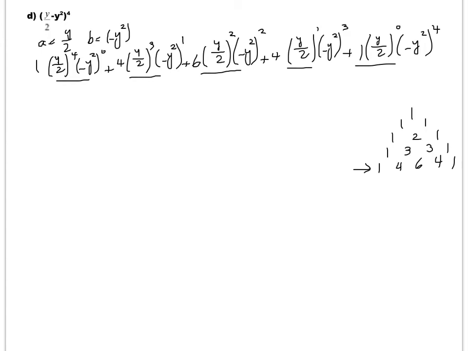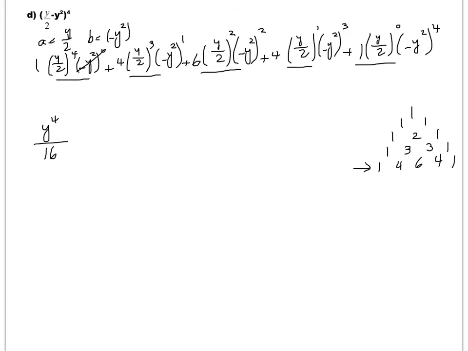Any number exponent 0 is 1, so we get y exponent 4 over 2 exponent 4, which is 16. Now the next term, we have 4 times y over 2 exponent 3. Y over 2 exponent 3 gives us y cubed over 8. So 4 over 8 gives you 1 over 2, so y cubed over 2, and there is a negative y squared, so we get negative y exponent 5 divided by 2. So this is done too.